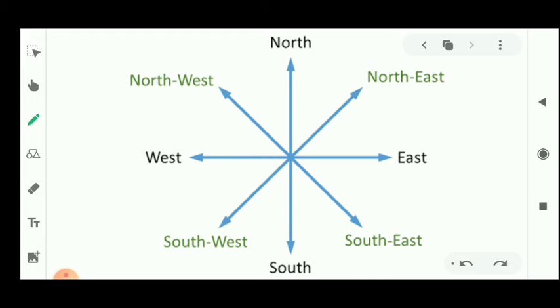Let's see the angle in between. This is 90 degrees, students. That means this angle is 45 degree. That means here will be 45 degree. Similarly, this and this is 45, this and this is 45, this and this is 45, this and this is 45. Let's see students the solution of this question.